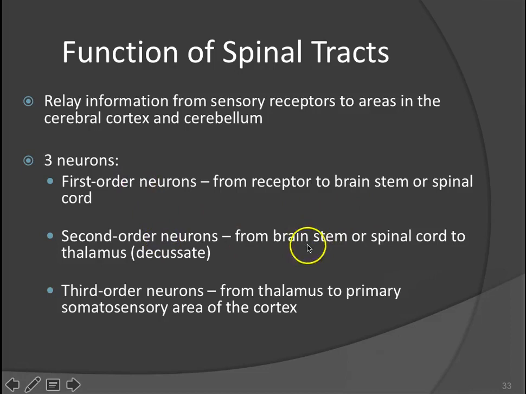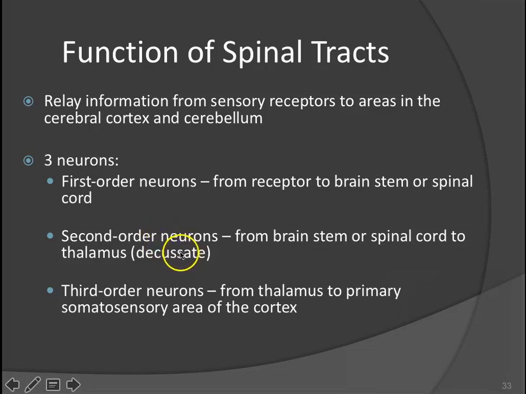So they either go from the brain stem or the spinal cord, depending on where the first ones ended, and they'll go to the thalamus. Remember the last lecture we talked about the thalamus as being a major relay station? Okay, so this information is going to go, again, depending on where it stopped, either from the brainstem or the spinal cord, and it'll go to the thalamus. So all the sensory information is going there. And there it will decussate. So somewhere in the second order neuron, there's going to be a crossing over.